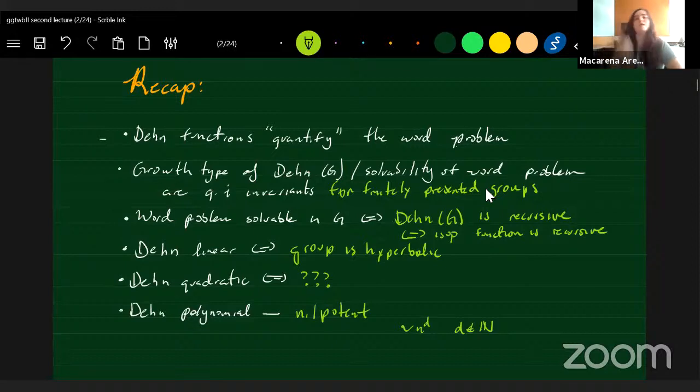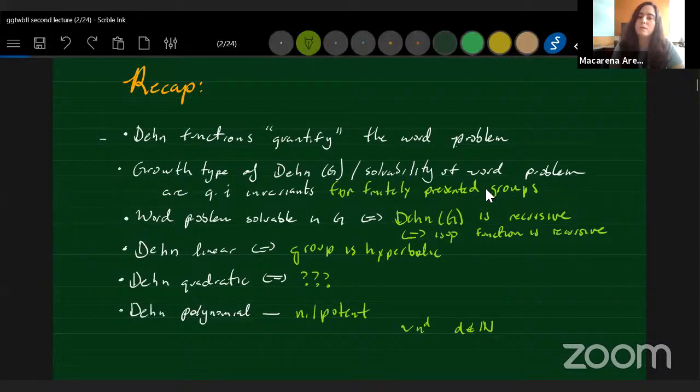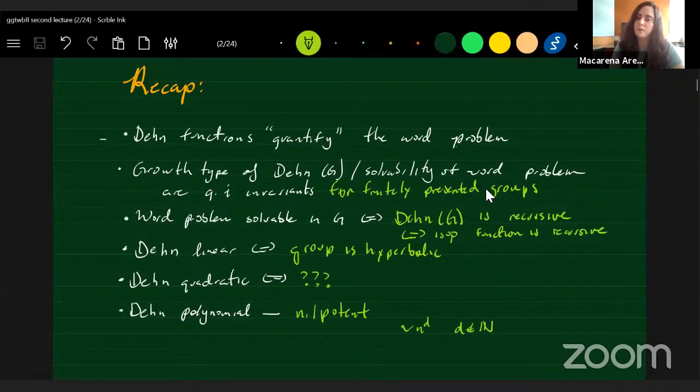So far, all the examples we have seen are groups whose Dehn function is of a growth type that is bounded above by a polynomial. And now I want to remedy that. I want to start discussing some examples where that is not the case, where the growth is much quicker.